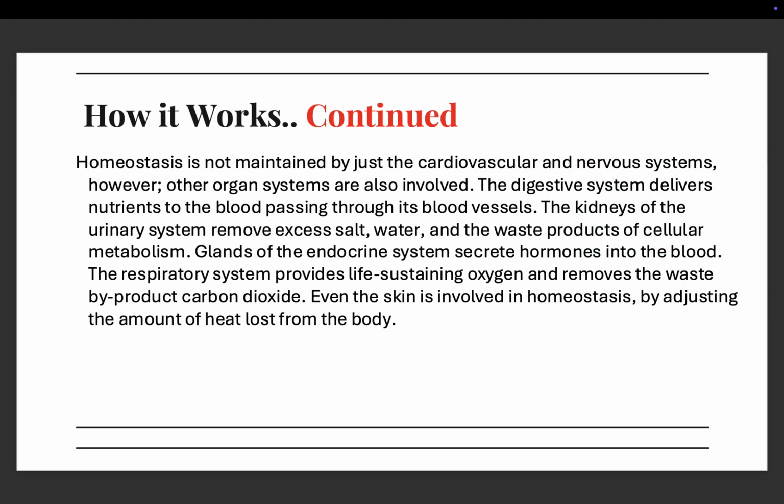Homeostasis is not maintained by just the cardiovascular and nervous systems. However, other organ systems are also involved. The digestive system delivers nutrients to the blood passing through the blood vessels. The kidneys of the urinary system remove excess salt, water, and waste products of cellular metabolism. Glands of the endocrine system secrete hormones into the blood. The respiratory system provides oxygen and removes the waste byproduct carbon dioxide. Even the skin is involved in homeostasis by adjusting the amount of heat lost from the body.